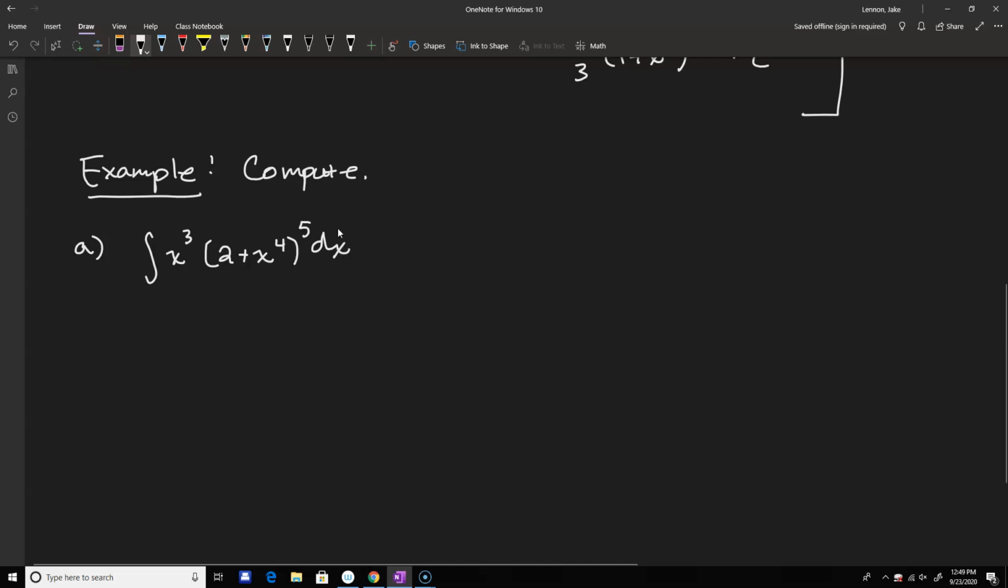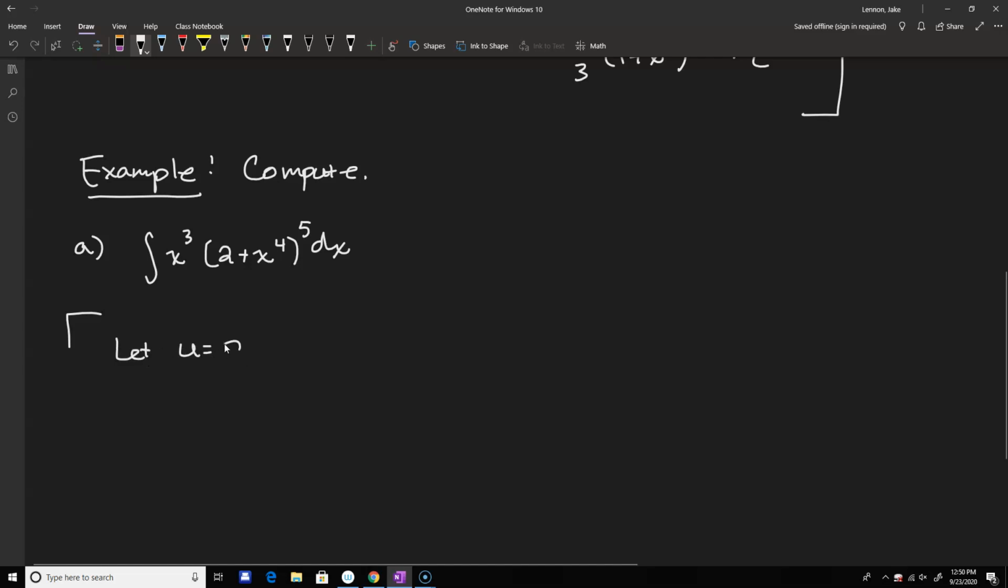Now, theoretically, this one you could actually do without substitution. You could multiply everything out, but then you'd have some huge polynomial with maybe 5 or 6 terms, and it would get kind of messy. But substitution allows us to do this in a much neater way. Again, notice if you look at the derivative of 2 plus x to the 4th, you're going to be left with 4x to the 3rd. So that is going to take care of that x cubed out in front. So that's what we want to let our variable substitution be.